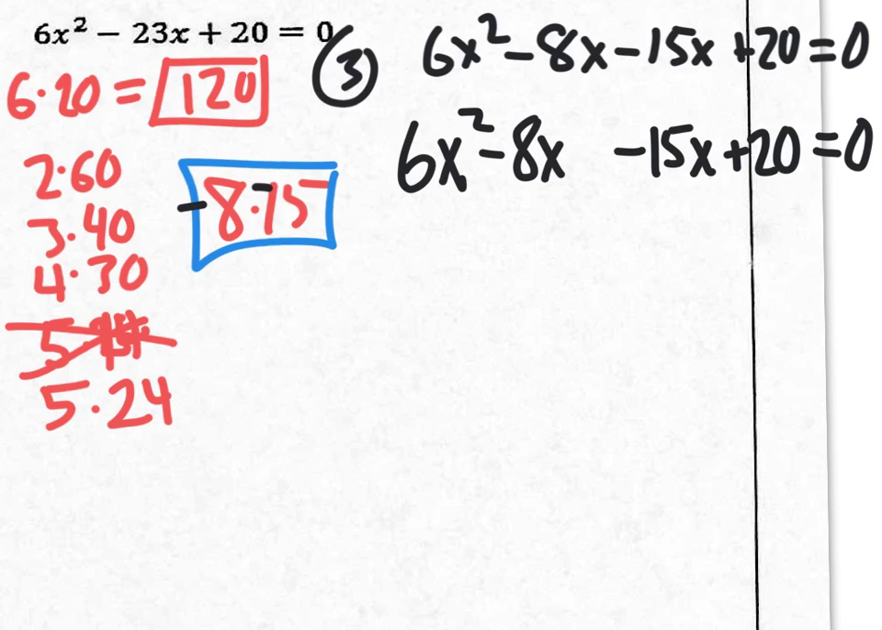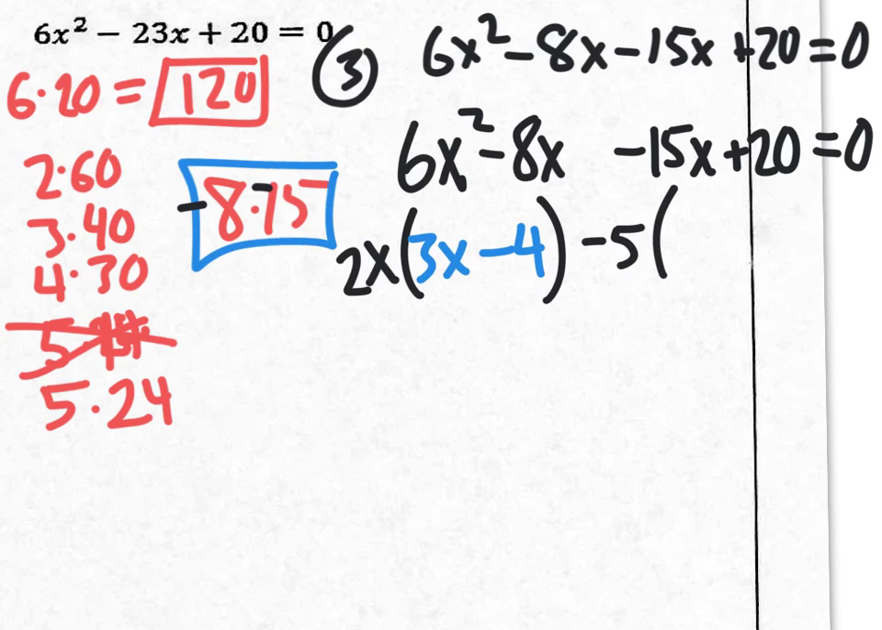After that, I need to take a look at my first group. What could I pull out that's in common in the first group? 2x. That is right. So let's pull out a 2x from the first group. What would I have left if I pull out a 2x? 3x and a minus 4. Perfect. Now the second group, what could I pull out? A negative 5. Perfect. Now it's very important. If you would have pulled out a positive 5, you'd have to go back and erase, because you're not going to get the same exact binomial.